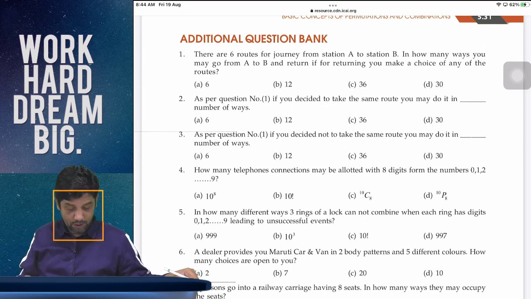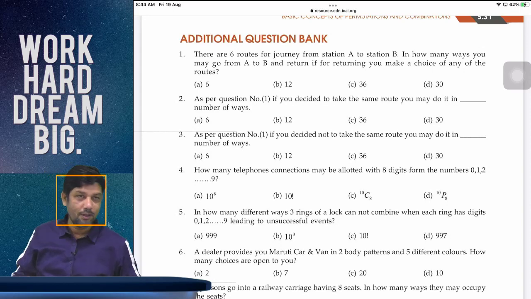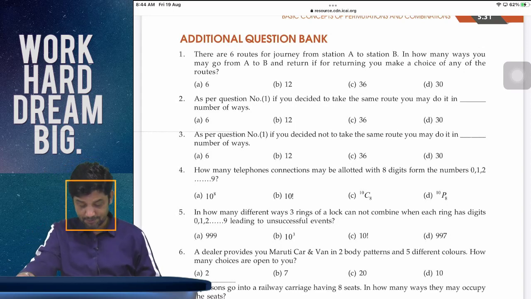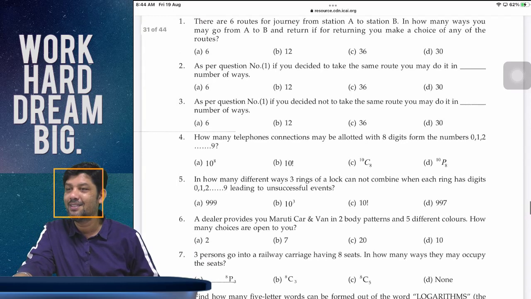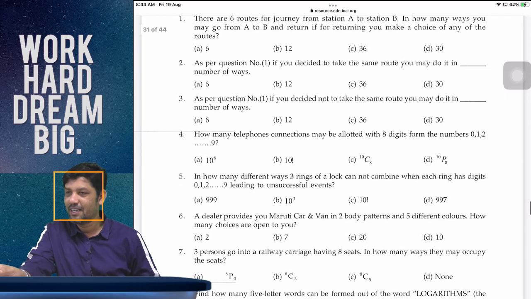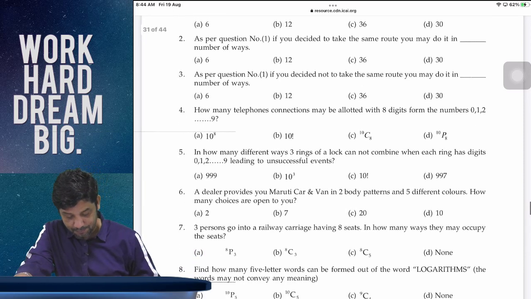How many of you got 30? No? This is the right answer. Next one. As per question number 1, if you decided not to take the same route, in how many ways may you do it? 30. Correct? 6 into 5, because you don't want to take the same route. Next.